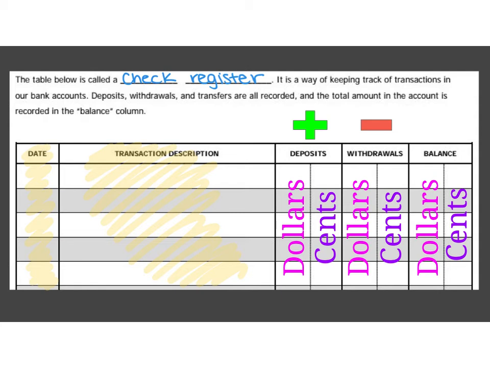Then there's the deposit column, the withdrawal column, and the balance column. Notice how these last 3 columns have 2 separate columns within the column. This first box is for dollars, the whole dollar amount. The second box is for the cents. So if you had a deposit, if we were putting money into our account of $70.50, we would place the $70 whole dollar amount on the left and the 50 cents on the right. This line down the middle serves as your decimal point. You can even draw a decimal point in between if you would like.